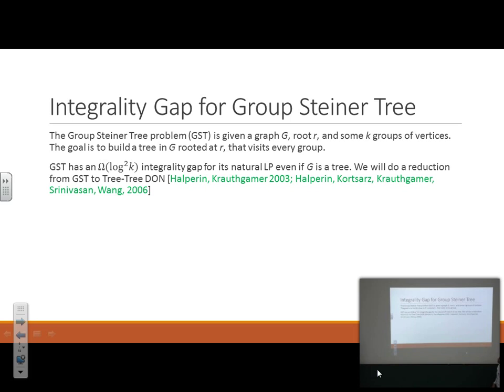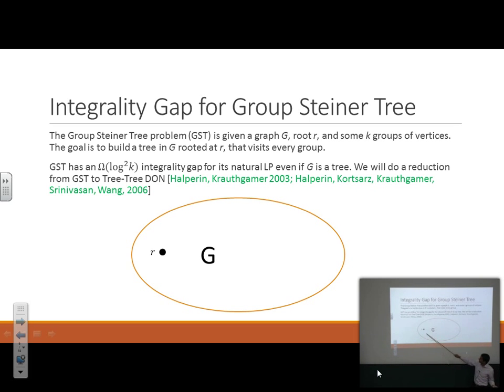So the integrality gap is going to be a reduction from the group Steiner tree problem. Let me show you a picture. So in the group Steiner tree problem, we have a graph, an undirected graph with costs on the edges and a root. And we are given a bunch of subsets of vertices that we'll call groups. Without loss of generality, you can think of them as being disjoint. In this case, I have two groups.